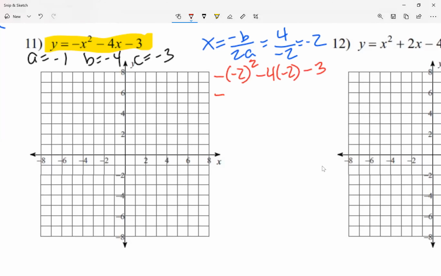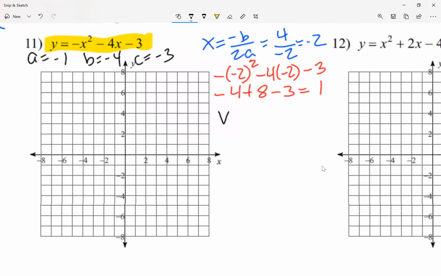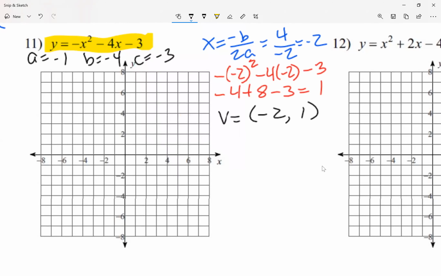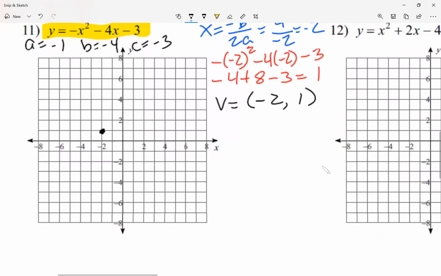So -4, right? Because -2 squared is +4, but because of the negative at the front, -4 plus 8 minus 3. That happens to be 1. I know my vertex. My vertex is the point -2, 1. There's my vertex, and I know this thing is up and down. Let me find a few other points.